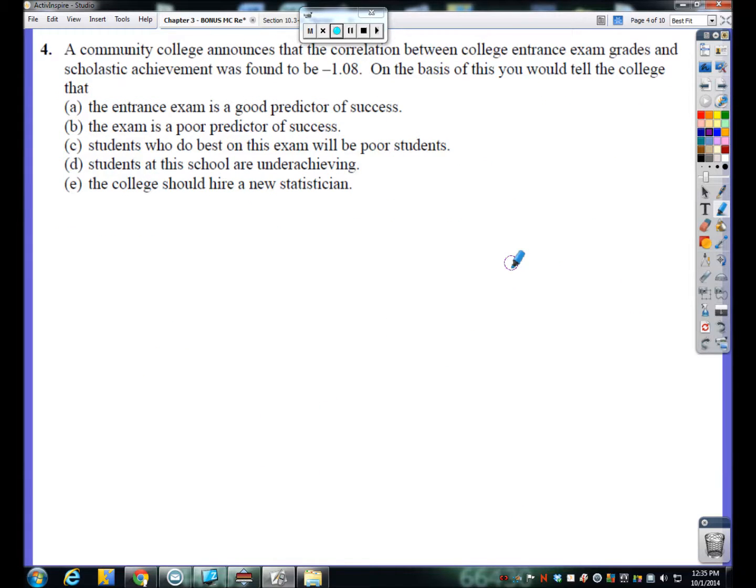Number 4, a community college announces that the correlation between college entrance exam grades and scholastic achievement was found to be negative 1.08. On the basis of this, you would tell the college that entrance exam is a good predictor of success, the exam is a poor predictor of success, students who did best on the exam will be poor students, students at the school are underachieving, and the college should hire a new statistician. Now, if it's negative, that means we have a negative correlation. So the higher the exam grades, the lower the scholastic achievement. So, we would maybe kind of think maybe it kind of looks like this.